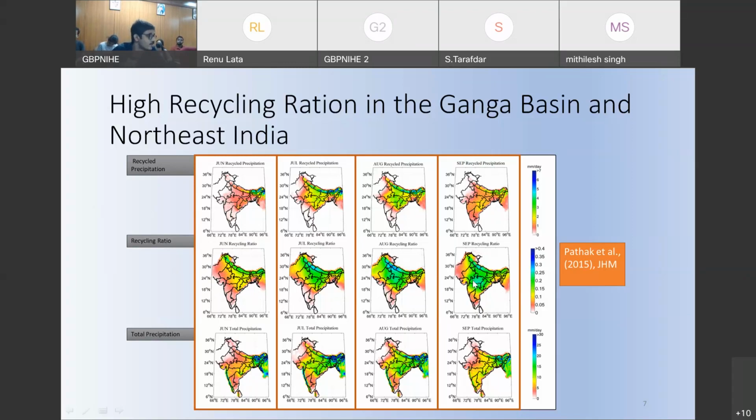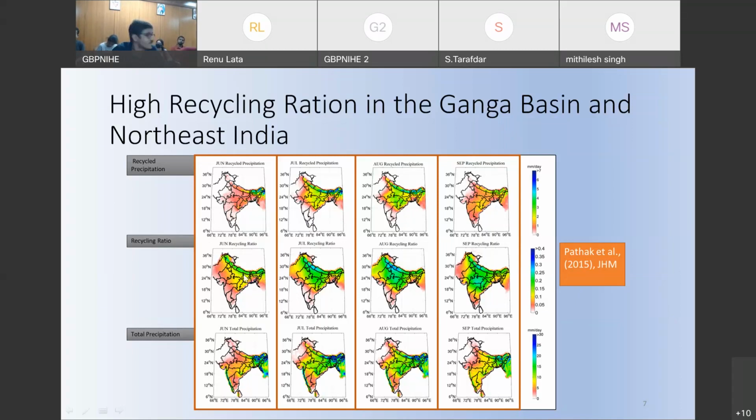25% is a huge amount in terms of recycling ratio, because the Indian monsoon has a variability of only 10%. So you can understand 25% is a huge amount. And why is it happening? If you consider central India and other regions, you can see around 25% recycling ratio, and you can see it over the entire Himalayan belt, which is very, very important.